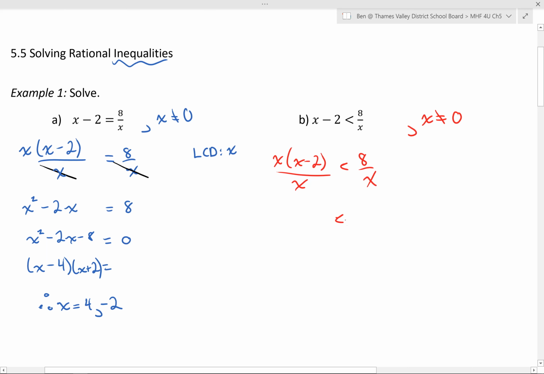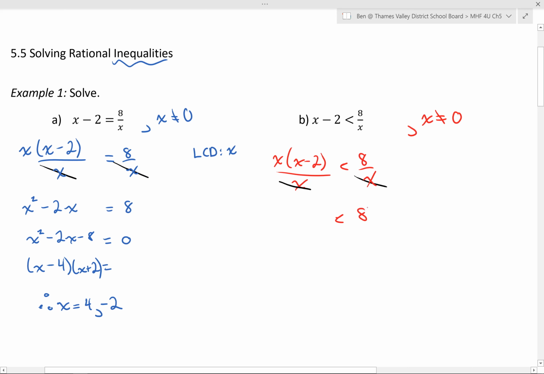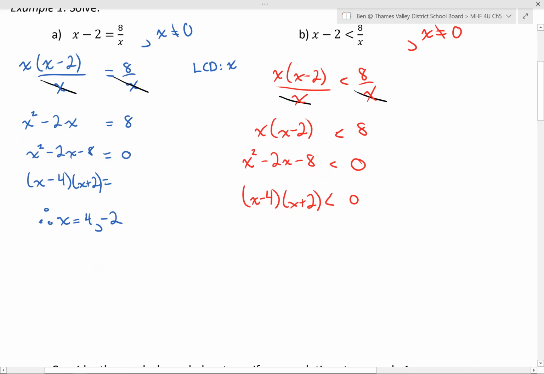Here we can cancel out our denominators because it shows up on the left-hand side and on the right-hand side. Once it's canceled out, I'm trying to find where x times (x minus 2) is less than 8. So I can again expand this and bring everything over to the left-hand side. I can write this as a quadratic where x squared minus 2x minus 8 is less than 0. I can factor this just like I did last time: (x minus 4)(x plus 2). So I'm trying to find where this quadratic is less than 0. I know how to do something like that.